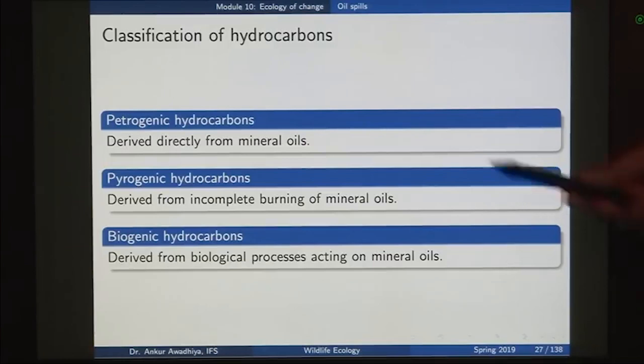So, if you have an oil spill that is coming to the top and it is a petrogenic oil spill, you try to burn it off, and when you are burning it, any amount that remains which is incompletely burnt will be called a pyrogenic hydrocarbon. Now, the third classification is that of a biogenic hydrocarbon. Biogenic hydrocarbons are those that are derived from biological processes acting on the mineral oils. So, if some microbial degradation happens, anything that is left out or half acted upon will be termed a biogenic hydrocarbon.